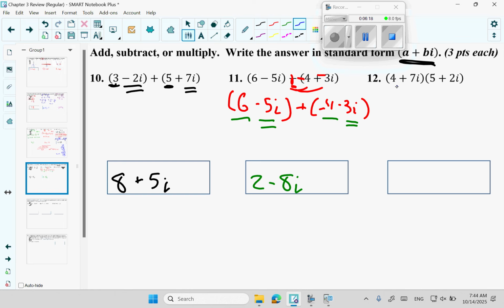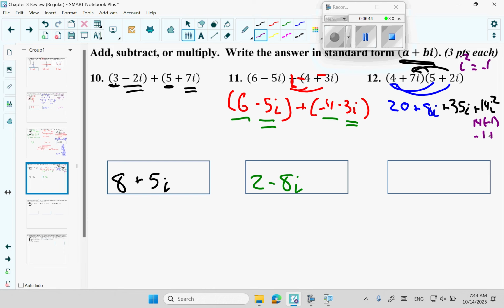And here we're multiplying, so 4 times 5 is 20. 4 times 2i is 8i. 7i times 5 is 35i. 7i times 2i is 14i squared. And one more thing you're going to have to remember, anytime we have i squared, we replace it with negative 1. So I get 14 times negative 1 for negative 14. But from there, it's combining like terms. 20 minus 14 is 6. And 8 plus 35 is 43i.